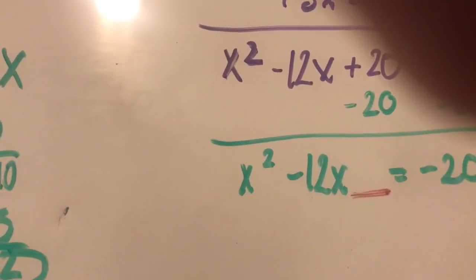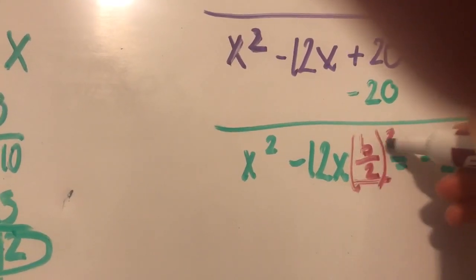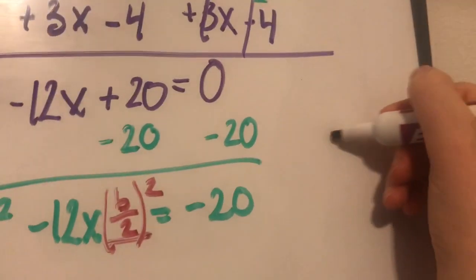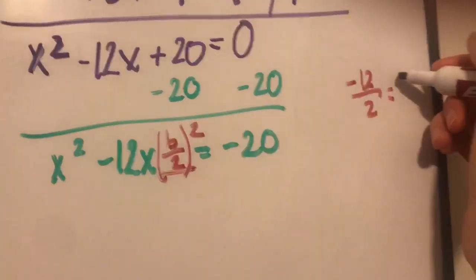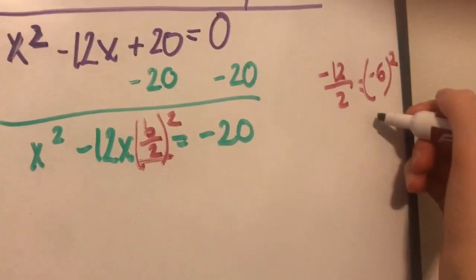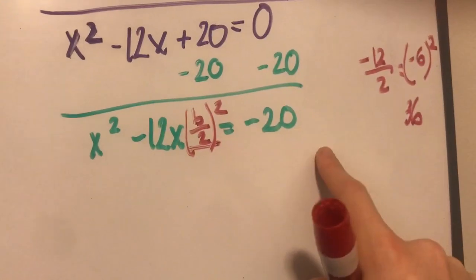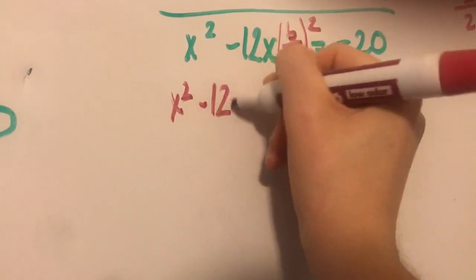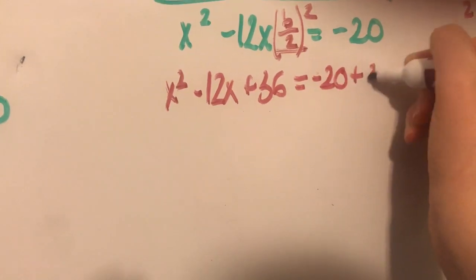What is this term going to be? That's when I take my b value, divide it by 2, and square it. So I'm going to look at negative 12, my b value. Negative 12, and I'm dividing that by 2, which is going to give me a negative 6. But then when I square that, when I raise it to the second power, that's giving me 36. So I should be adding 36 here, and I should be adding 36 to this side. Otherwise, I do not have a balanced equation. x squared minus 12x plus 36 equals negative 20 plus 36.